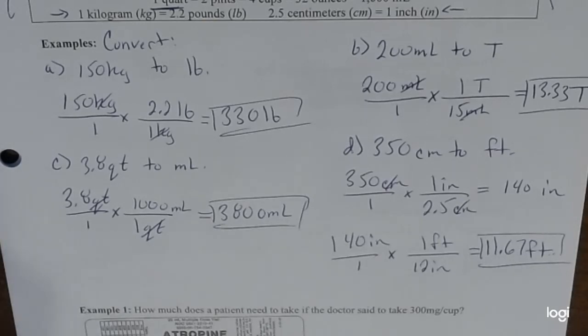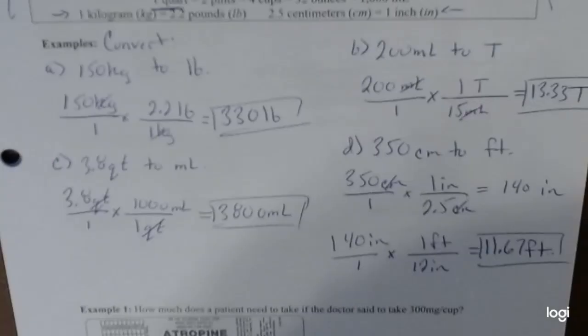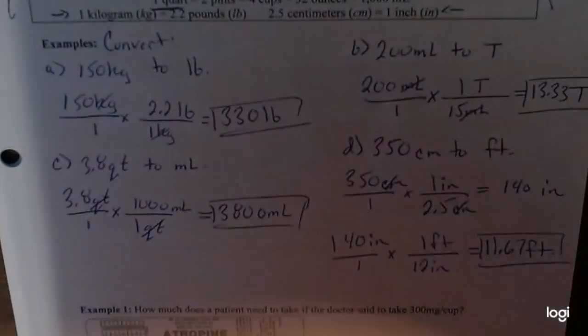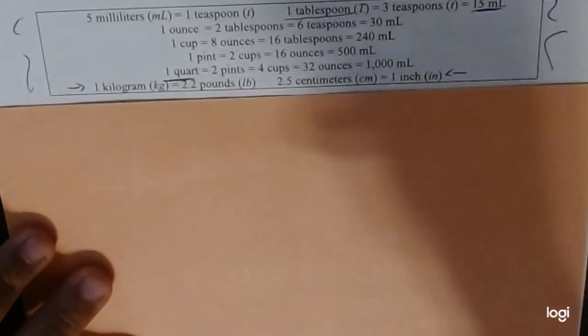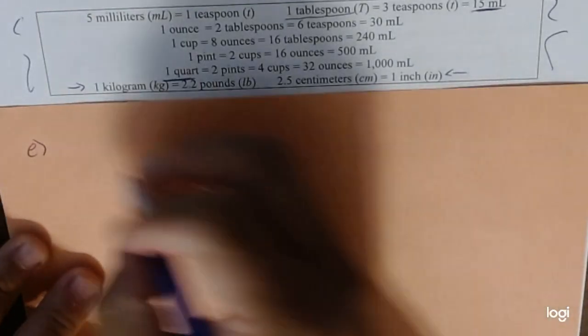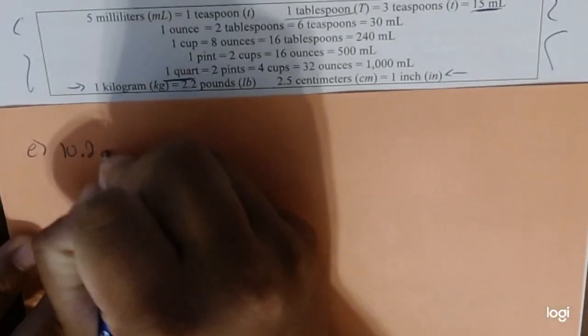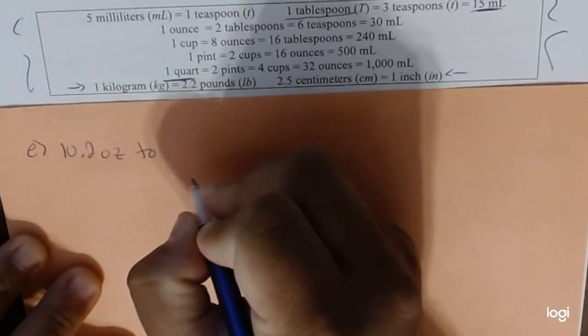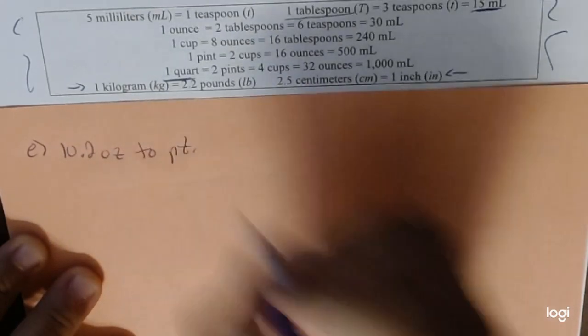Okay, I do want to try one more. If you guys run out of space here, I'm going to do it on a separate sheet of paper, so I'll leave this there for you to see. We'll do one more. I think that was E here. E is: let's convert 10.2 ounces to pints.